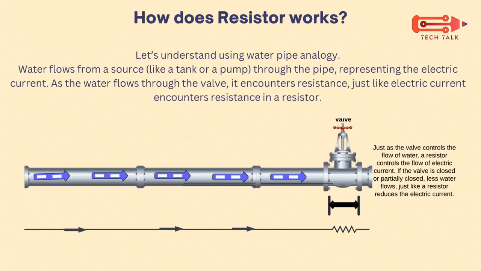Still confused? Let's try a water pipe analogy. Imagine current as water and the resistor as a valve. When you close the valve slightly, you restrict water flow. That's resistance. Just like that, a resistor controls how much electrical current can pass through a circuit.